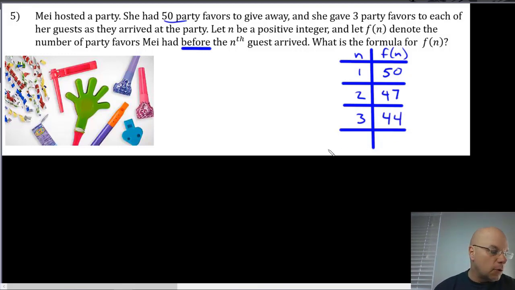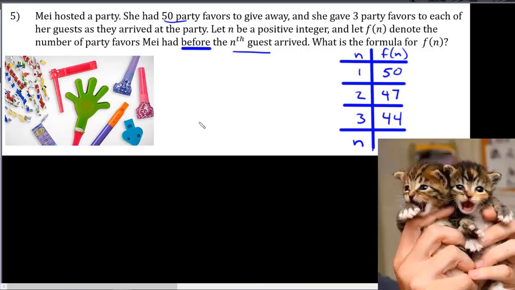In order to write the rule, we have to write the rule in terms of n for any guest. What would be the number of party favors? How can we write an algebraic expression to represent the number of party favors for the nth guest? Try to do that during the pause, and then come back and see how you did. Paused.